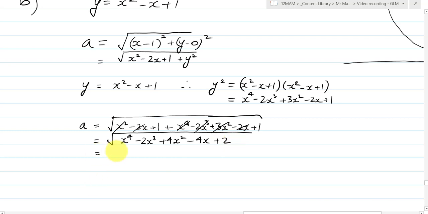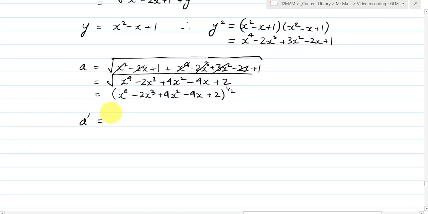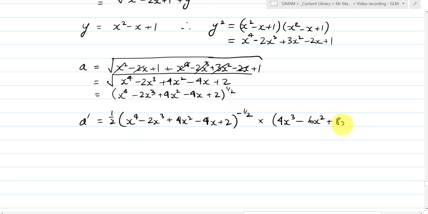And of course, it's probably best here to write this as a half power, x to the 4 minus 2x cubed plus 4x squared minus 4x plus 2 to the power of a half. So there's my a. Now I'm going to derive that, so I get a dash is equal to a half times x to the 4 minus 2x cubed plus 4x squared minus 4x plus 2 to the power of negative a half times the derivative of the inside, which is 4x cubed minus 6x squared plus 8x minus 4.